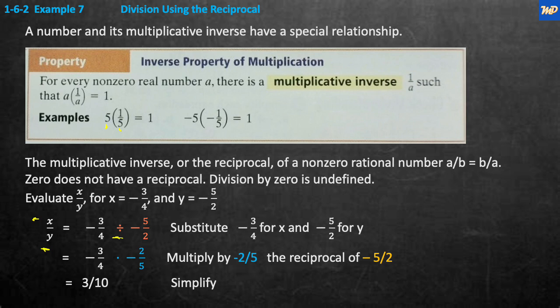And because we multiplied by that reciprocal, what do we have now? 3 times 2 is 6. 4 times 5 is 20. 6 divided by 20 is 3 divided by 10. And it's two negatives here, so it makes a positive.